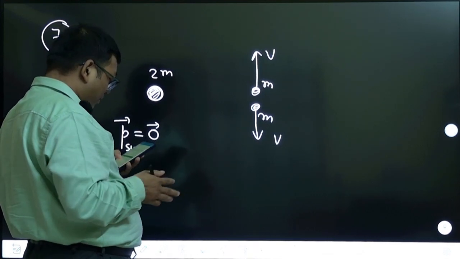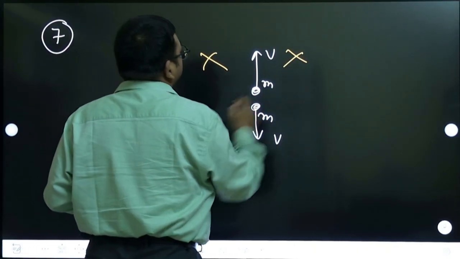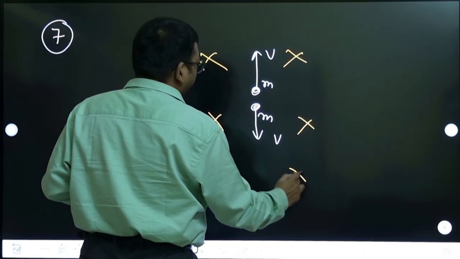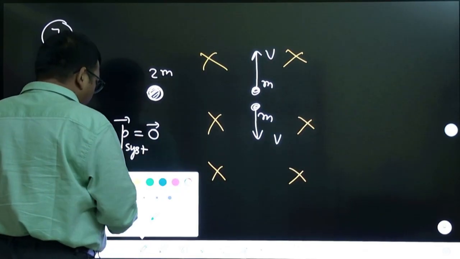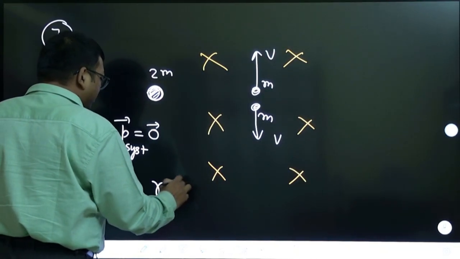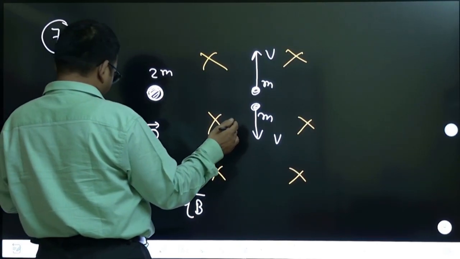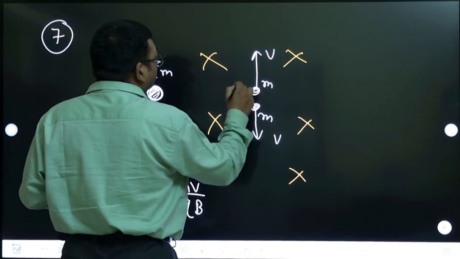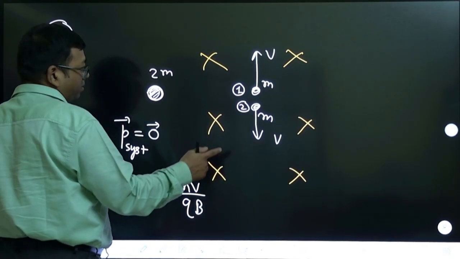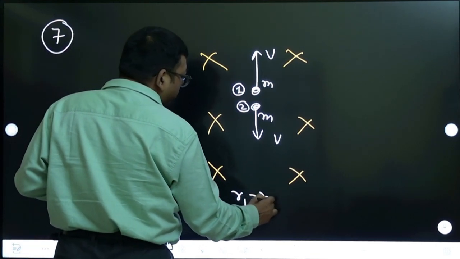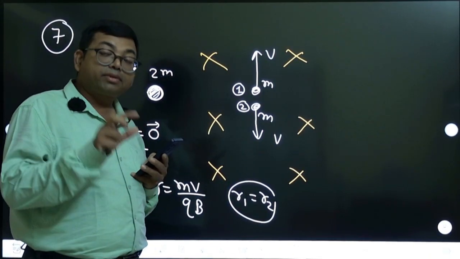So what should happen? The magnetic field is inside. Let us say the magnetic field is cross cross. The magnetic field is inside. You can break in any direction, but it has to be opposite, right? But you should know the radius formula. Radius formula is mv by qB. Each of these particles, which you can take as particle 1 and particle 2, have the same mass and the same speed, so their radius must be the same. So the radius of the first particle should be equal to the radius of the second particle, correct? So now you choose the option which has the same radius.